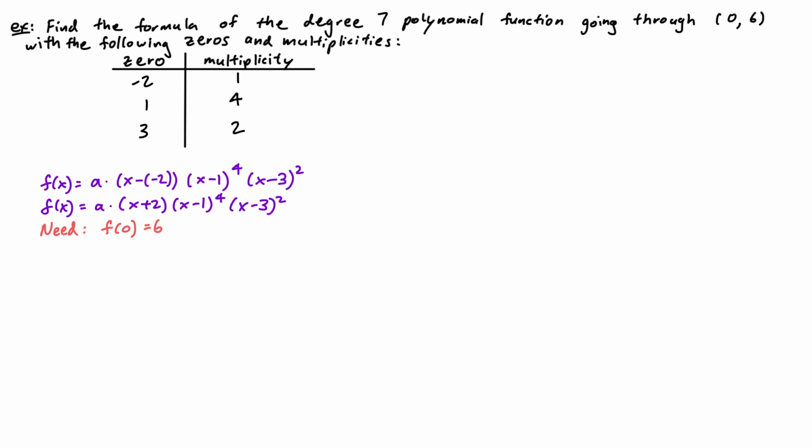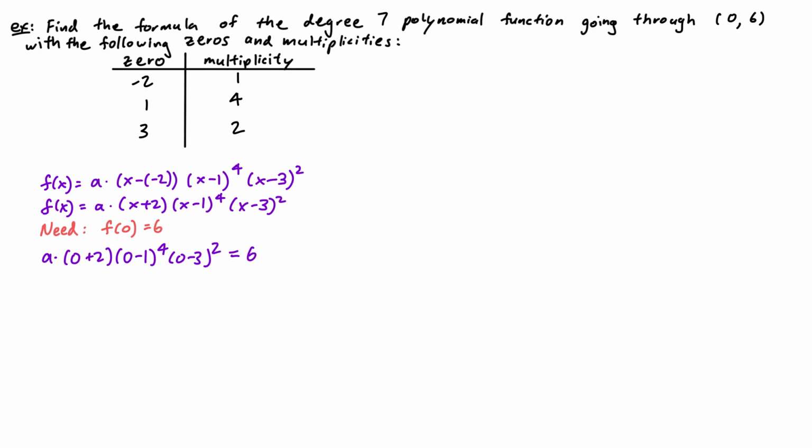Let's start by writing out this left-hand side, f of 0. F of 0 means I'm taking my function and replacing the x's in our function with zeros. So on the left-hand side, we have a times 0 plus 2 times 0 minus 1 to the 4th power times 0 minus 3 squared. So what we have here is f of 0, but we want this to equal 6. So we're going to set this expression equal to 6. This again gives me an equation that we can use to solve for a.